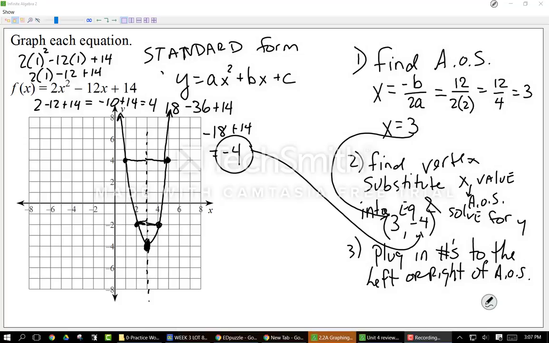graph my quadratic equation. Remember, it has to look like a U. It comes rounded at the bottom of the vertex. Again, now the 4th step, we need to make sure if it's a min or a max.